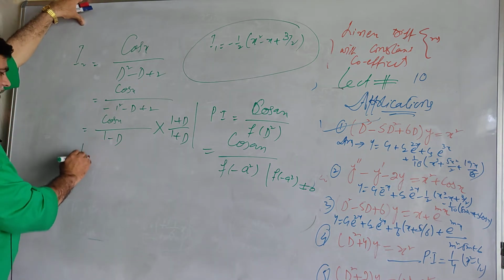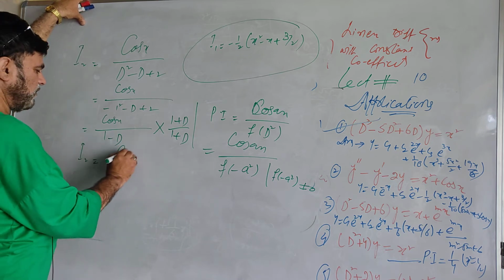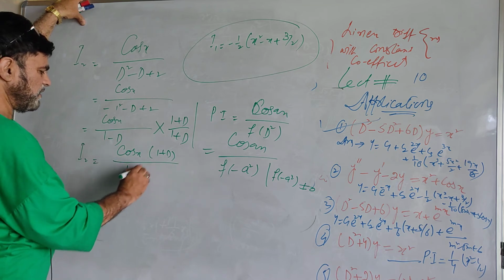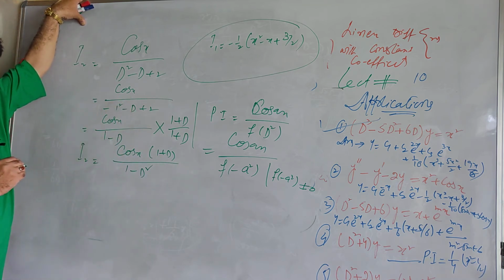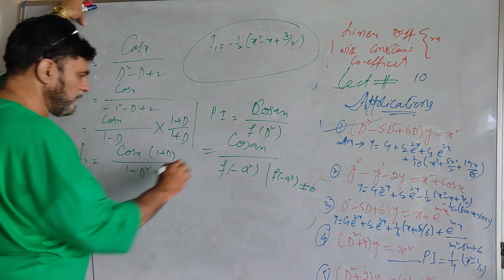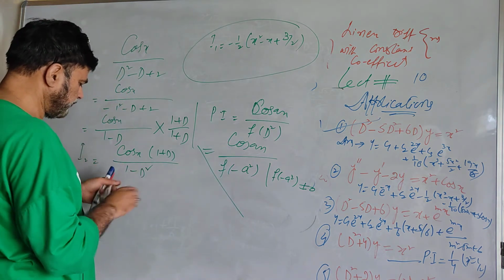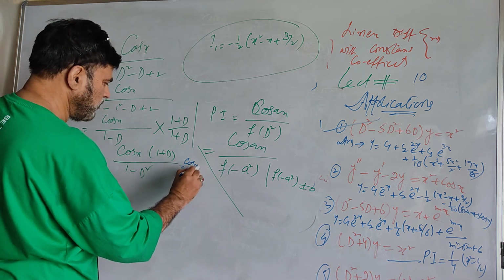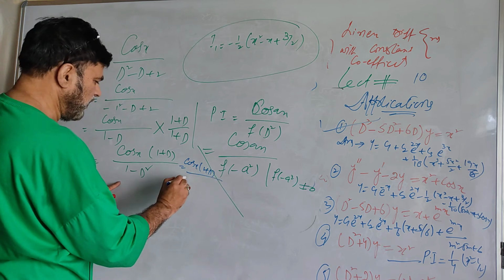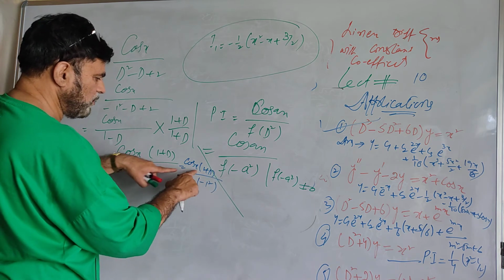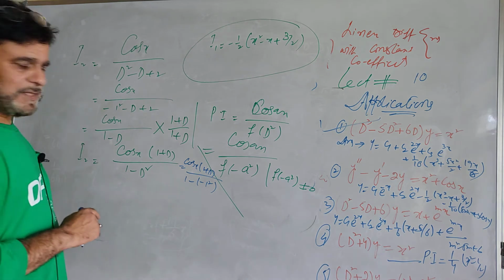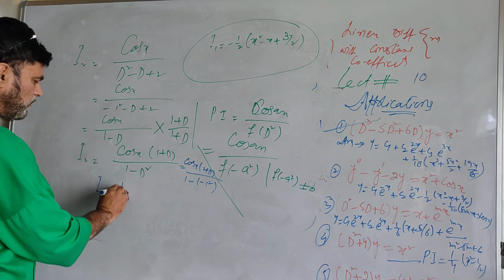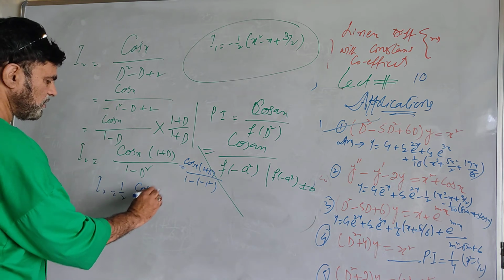It is the previous part that you did. It will be now cos of x into 1 plus d, and this will come 1 minus d square. Then next replace d square by minus 1 square. This will be cos of x into 1 plus d by 1 minus 1 square, because the coefficient of x is 1. We have to replace d square by minus 1 square. So I2 comes out to be 1 by 2 cos of x into 1 plus d.